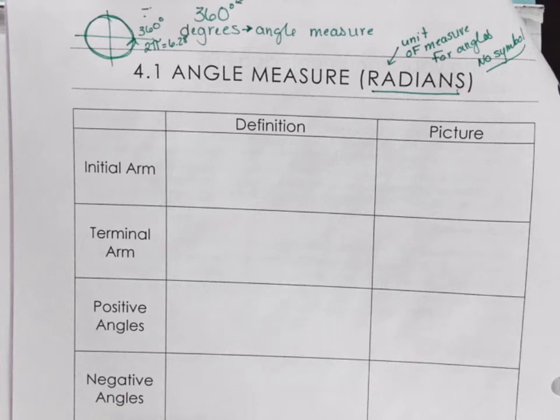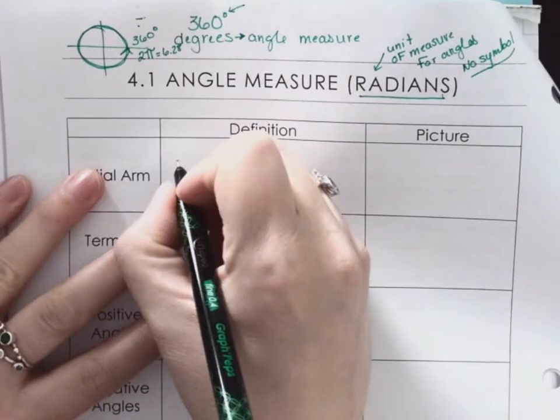Okay, so we're going to go through some definitions. We're going to do some pretty pictures to go with it. And I think the pictures kind of solidify the understanding of it. So the initial arm.